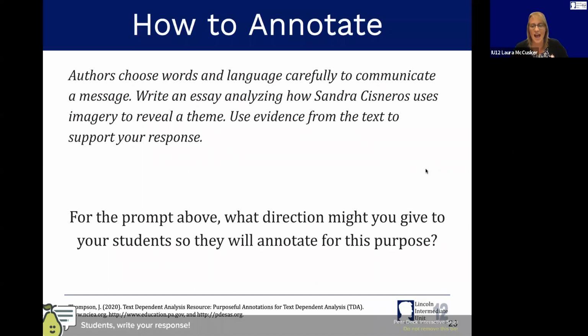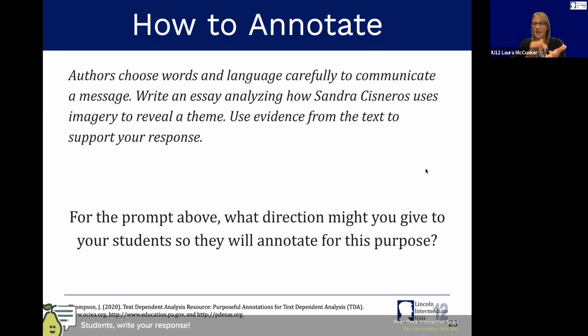So we have in the chat that they could look for the theme the first time and the second time look for imagery. You can certainly try that. I find that theme is a little bit harder to do the very first time you've read something. And so if you're going to have students read multiple times, I tend to keep the bigger ones for the second time around.